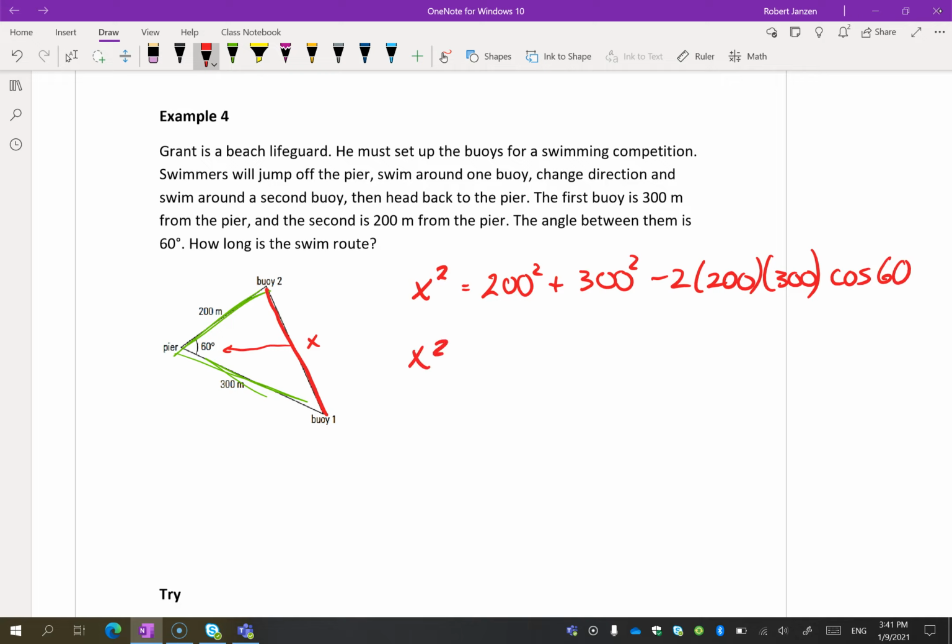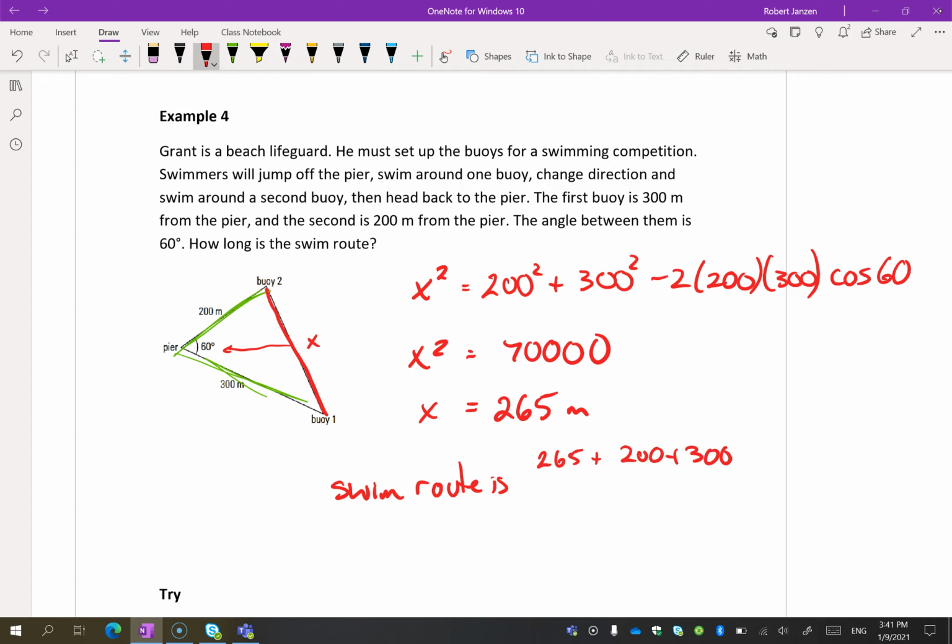So x squared is, we want to put that all in the calculator all at once. And it turns out to be 70,000. So x is 265 meters. Now we're not done. So what is the distance of the swim route? Swim route is 265 plus 200 plus 300 equals 765 meters long.